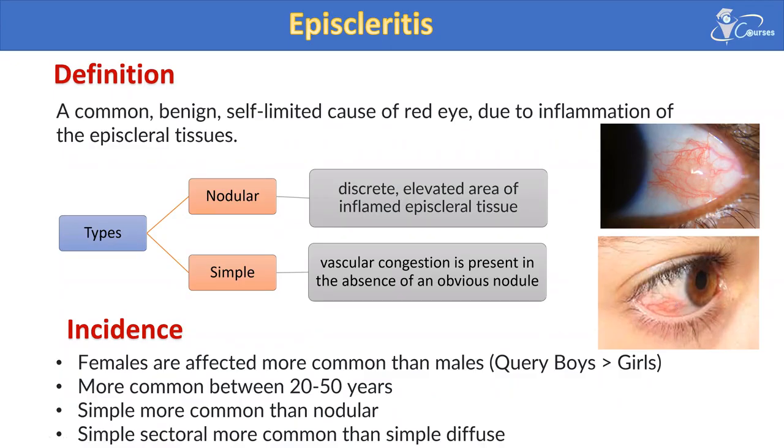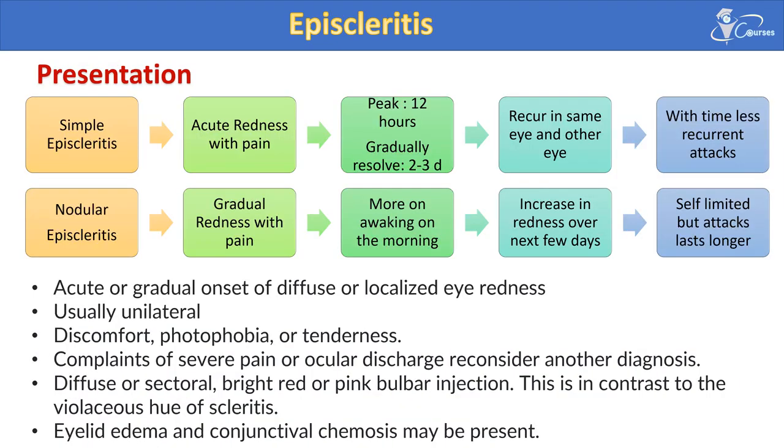Okay, so this is the definition, classification, and the incidence. What about the clinical presentation? How do patients with episcleritis present? It depends on the type, whether it is simple or nodular, because each one has its specific course. Simple episcleritis presents with acute redness, most commonly with pain, or sometimes associated with pain, but it is acute.